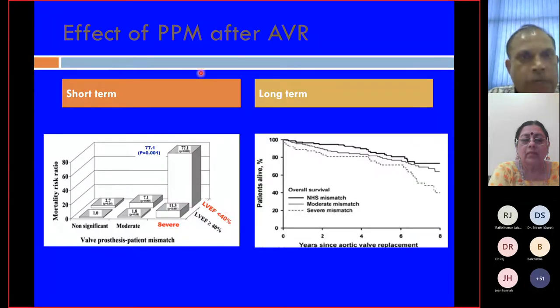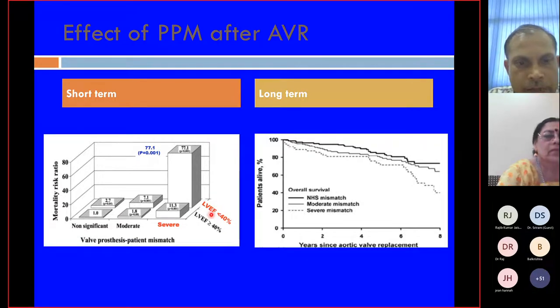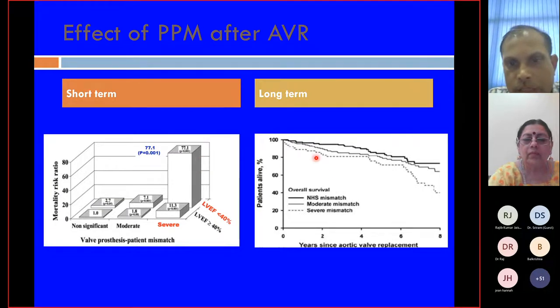As for the effect of patient prosthetic mismatch in aortic positions, the short-term effect was found to be particularly significant if the ejection fraction was less than 40%, and these patients with less than 40% ejection fraction showed short-term mortality. In the long term, severe patient prosthetic mismatch was associated with a decreased survival rate.